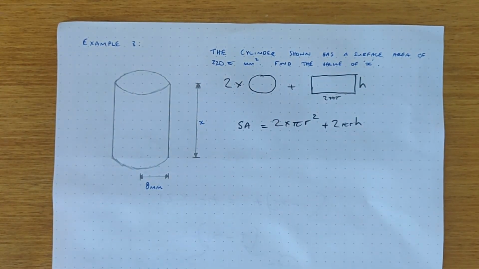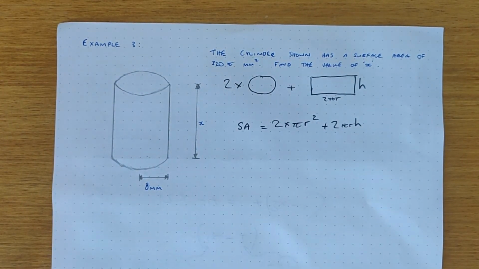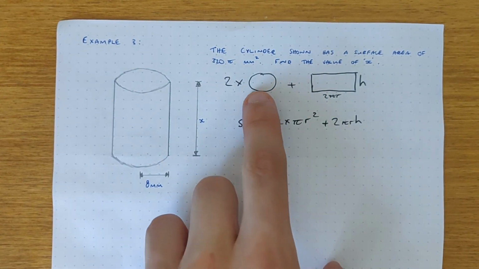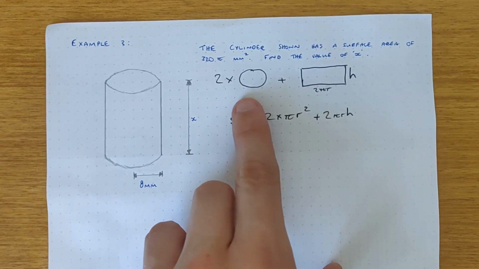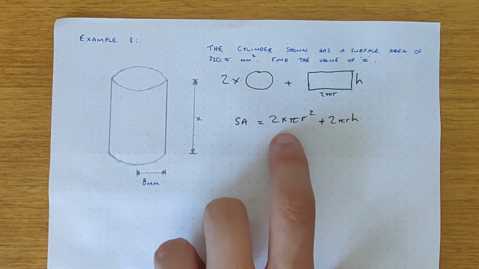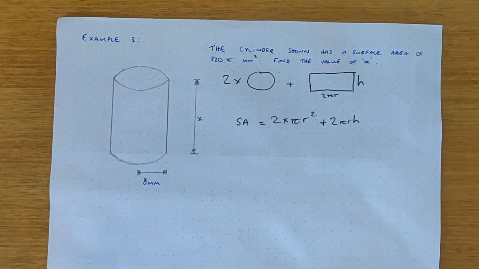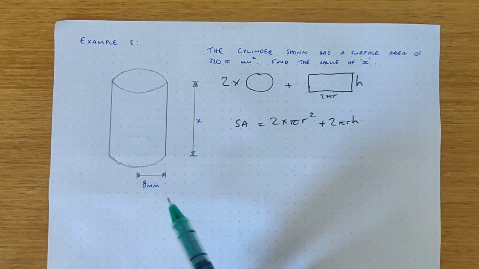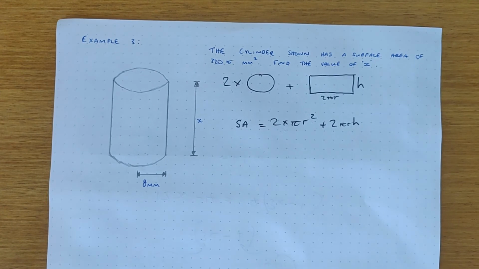Now we've seen where it comes from, but it's really important we can always remember it. So going back to where it comes from, which is the actual faces of the shape, you've got 2 circles and 1 rectangle, and it creates this. That will always help you. Now at this point we want to collect the information from this problem and substitute it into our formula.